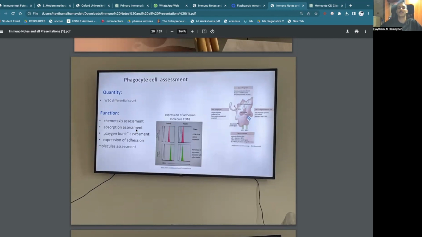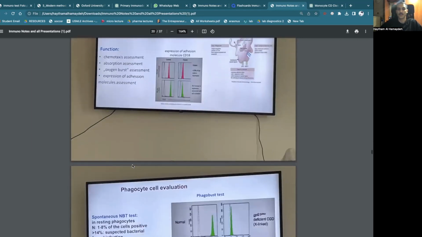Absorption assessment is by labeling those bacteria with fluorescent material, and then testing what cells absorb this bacteria, or looking at one cell absorbing how many bacteria. Oxygen burst can be tested by 3 ways: NBT, chemiluminescence, and cytochrome C reduction. And we can also test for the expression of adhesion molecules on those cells.